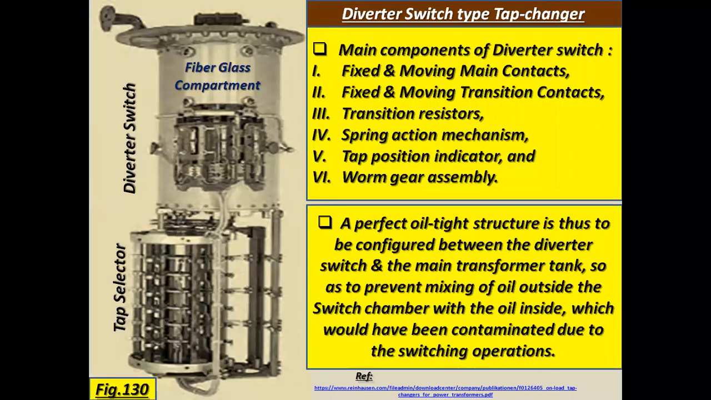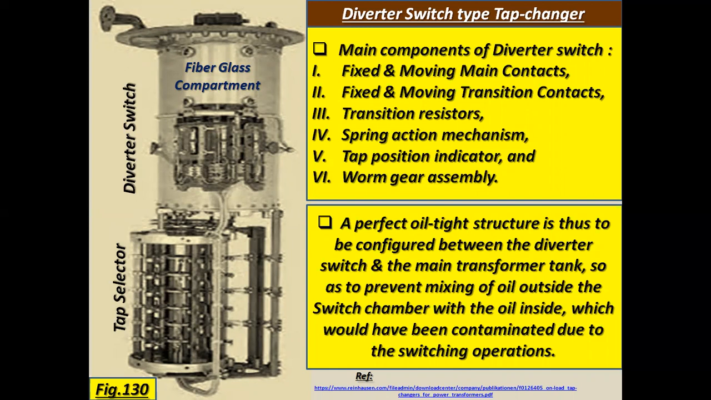Now, see the diagram of the diverter switch type tap changer. The main components of the diverter switch: number one, fixed and moving main contacts. Number two, fixed and moving transition contacts. Number three, transition resistors. Number four, spring action mechanism. Number five, tap position indicator. Number six, worm gear assembly.